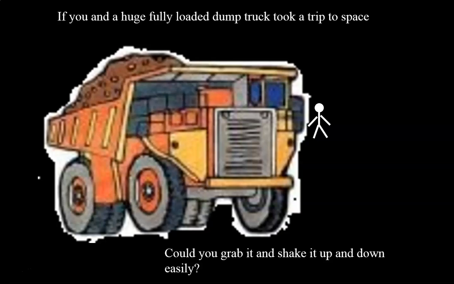If it's truly in outer space, there's no planet pulling on it strongly enough for it to have any real weight. But it still would have mass. It still has atoms. It still has inertia, because that doesn't depend on where you're at. That's universal. So if you grabbed this thing by the door handle and tried to shake the dump truck up and down, the dump truck itself would barely move, but you'd be the one moving up and down because you've got less inertia than the dump truck.